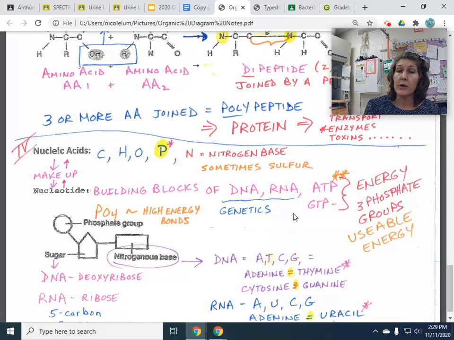DNA, RNA, as well as ATP and GTP, adenosine triphosphate, and we have guanine triphosphate. These are other energy uses, or another energy use besides ATP, the energy use within your body.